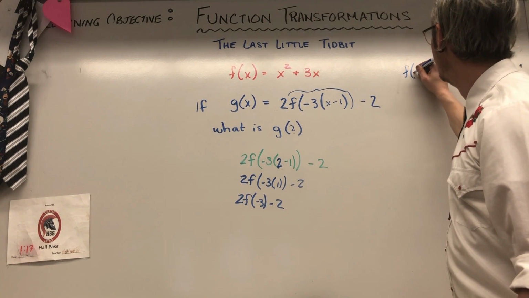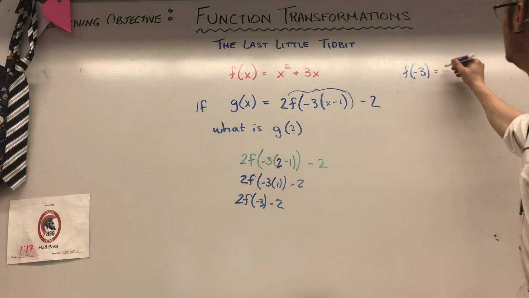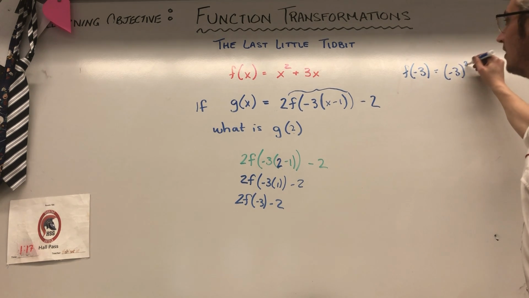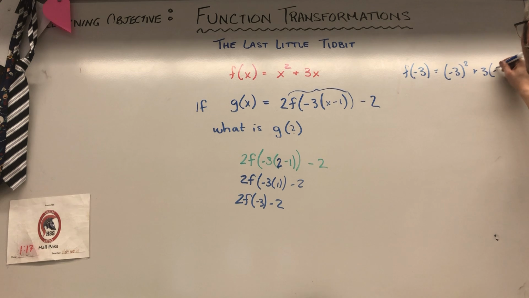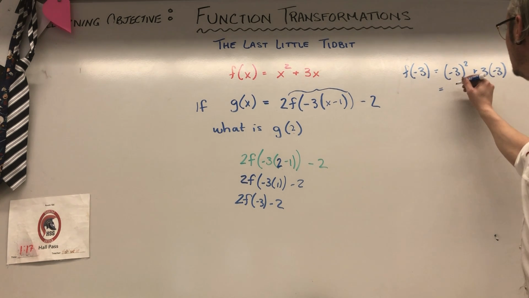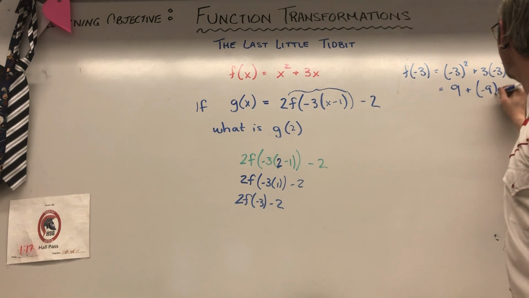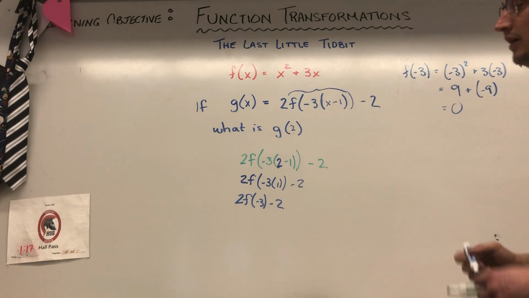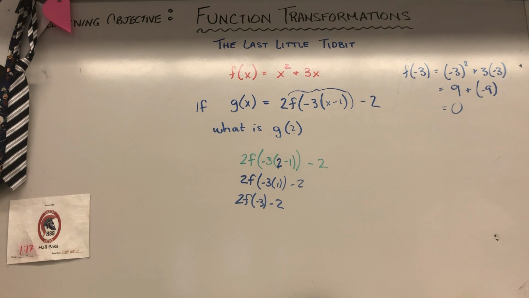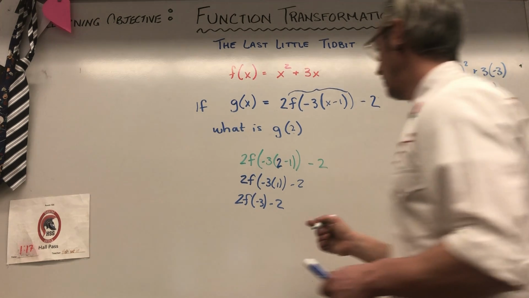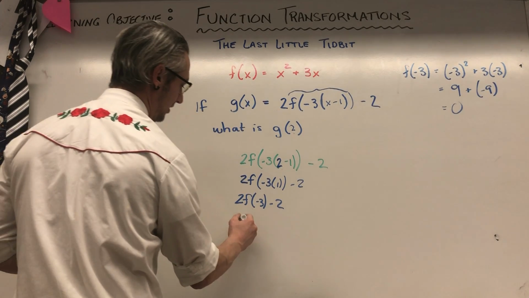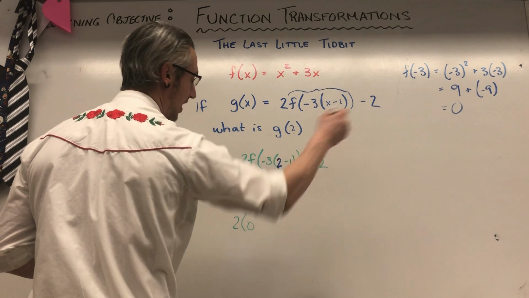I get f of negative 3 is equal to negative 3 squared plus 3 times negative 3. And I get 9 plus negative 9, or 0. This thing really wants to go to 0. So now I can replace f of negative 3 with its value, which is 0.